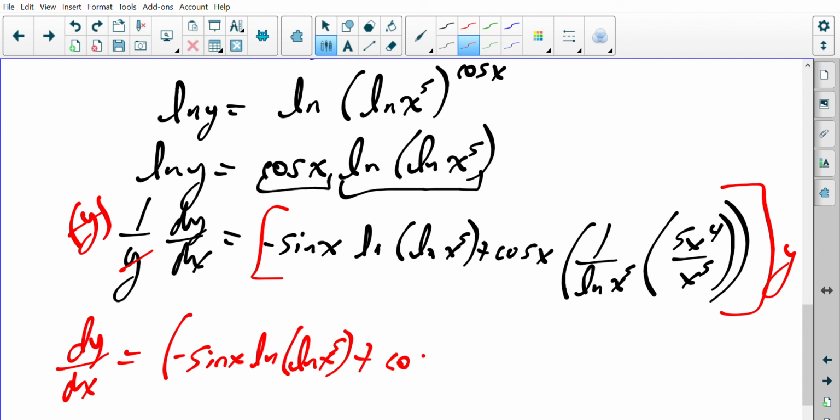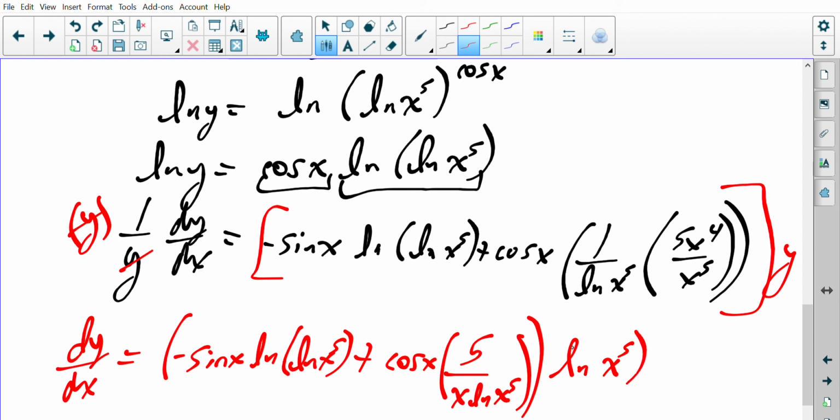plus cos x. Let's just clean this up a little bit here. I've got to have a 5 left there. x to the fourth over x to the fifth is going to give me an x in the bottom. So x natural log x to the fifth. And now you multiply by y. And y was the natural log of x to the fifth raised to the exponent cos x.